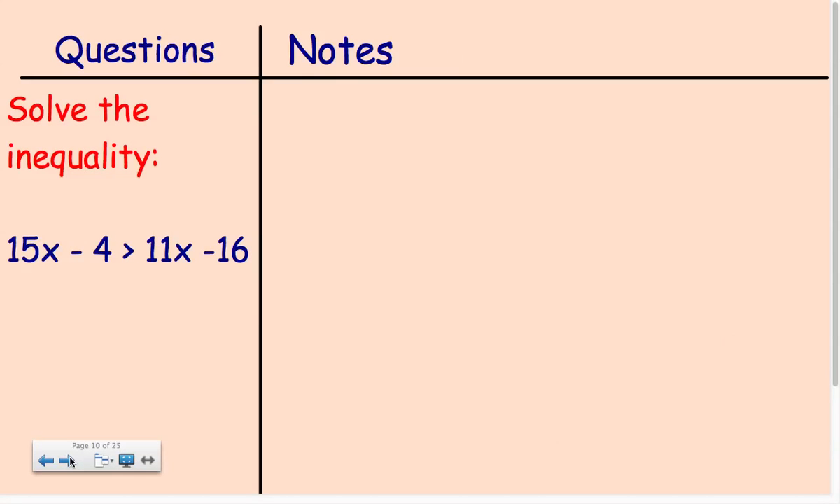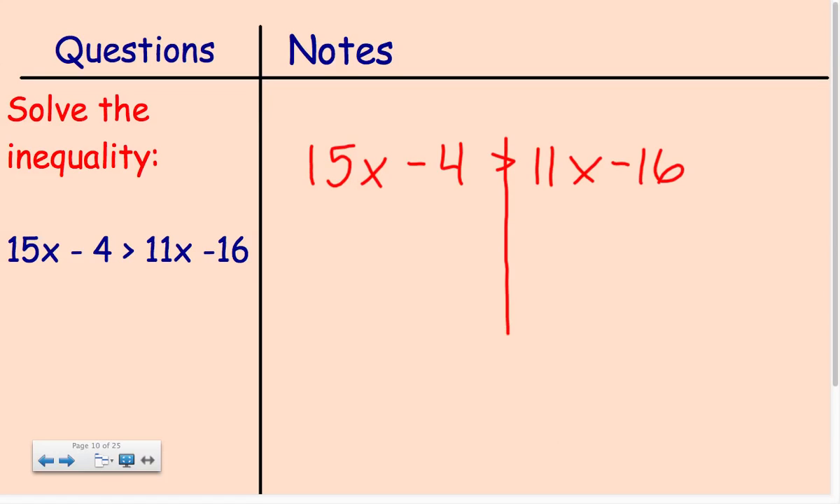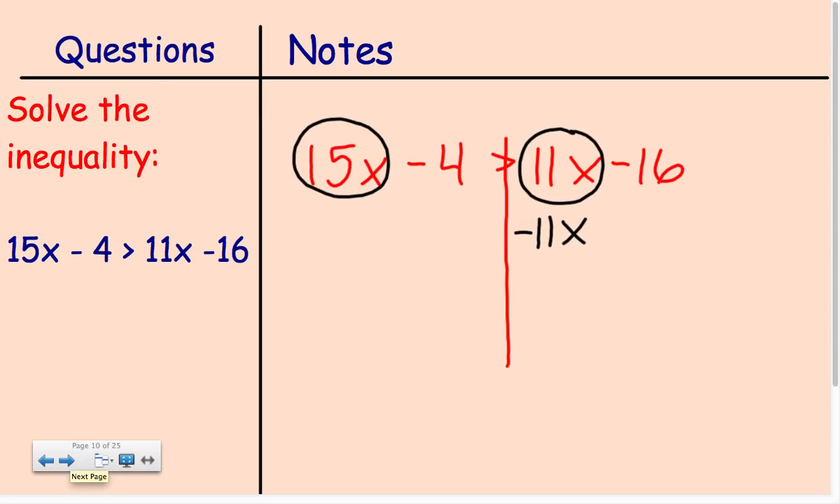Solve the inequality. This time you'll notice that we have variables on both sides. Again, we did this in chapter 2, so it's just a reminder of how to do it. We also can't forget that if you multiply or divide by a negative number, you have to flip the inequality symbol. So my two couples are 15x and 11x. I still always like to avoid negatives if I can. So I'm going to subtract 11x on both sides to keep it positive.